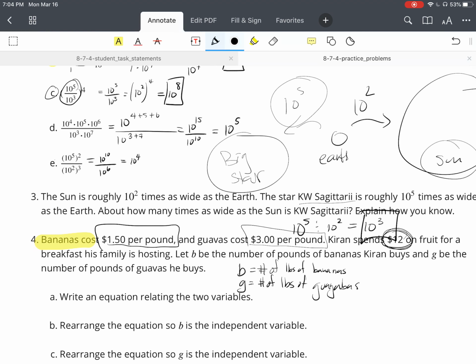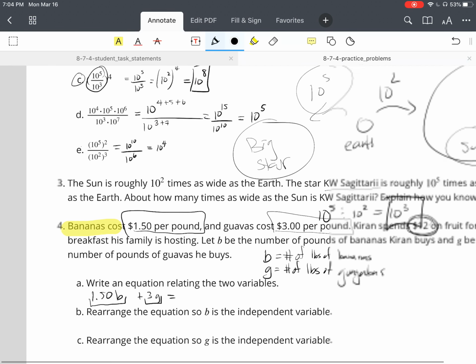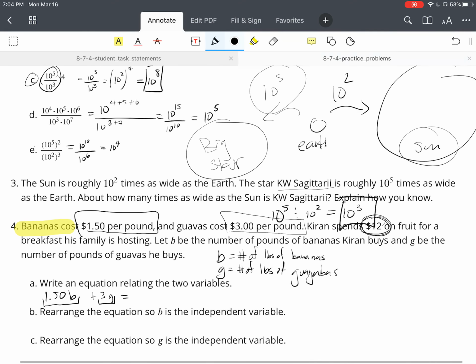Since each pound of banana is $1.50, we can write 1.50B. This is the total cost for bananas, plus 3G. This is the total cost for guavas, and that's equal to how much money they spent: $12. It's a lot of fruit.